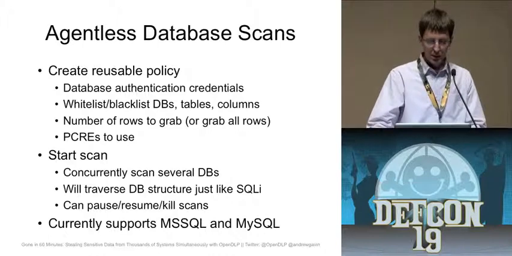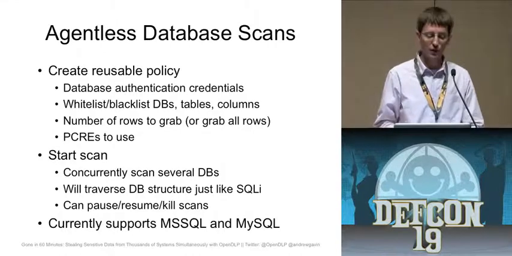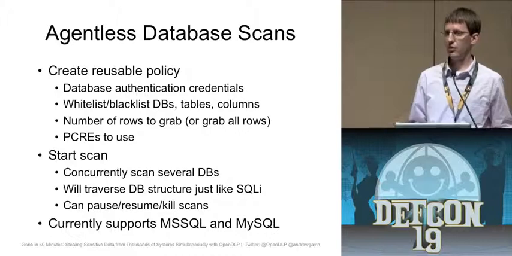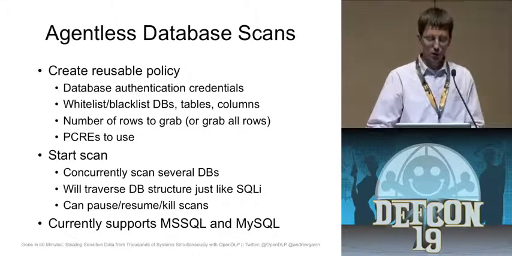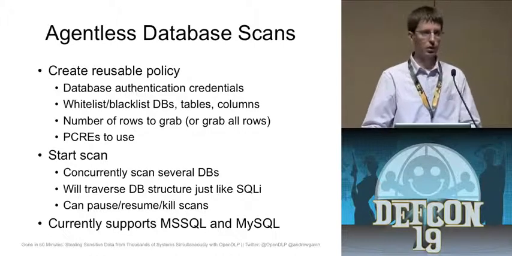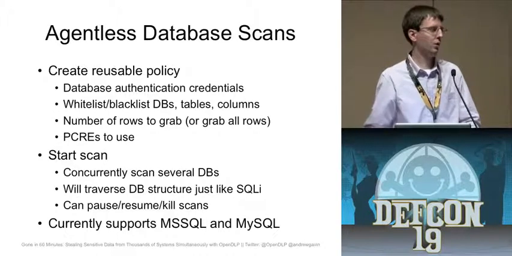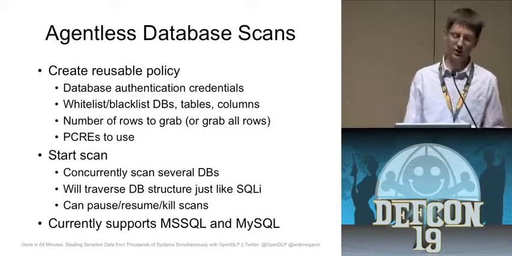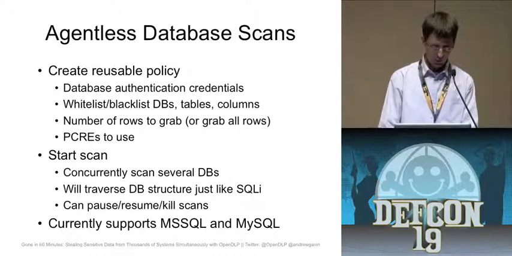So for the database scans, it's very, very similar to creating a policy for an agent scan. The only difference, though, is that instead of whitelisting and blacklisting files and directories, you can whitelist and blacklist tables, databases, and columns. That's pretty much the only difference. It's going to run as a shell script, a Perl script, on your own system in the background. And it's going to walk the database structure just like you would walk through a SQL injection. So it's going to enumerate the databases and the tables and then the columns, and it's going to go after the data. And then you can control the scans too. So I'll give a quick demo of that.